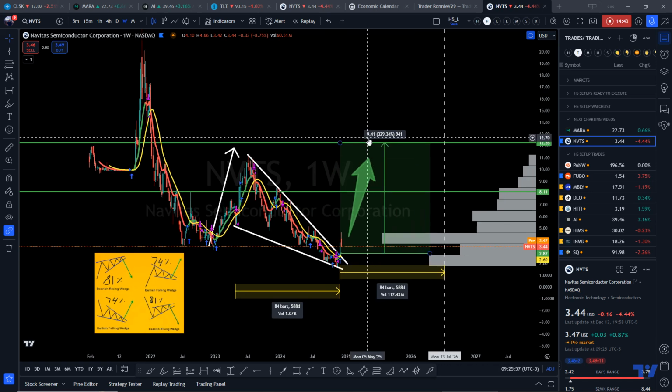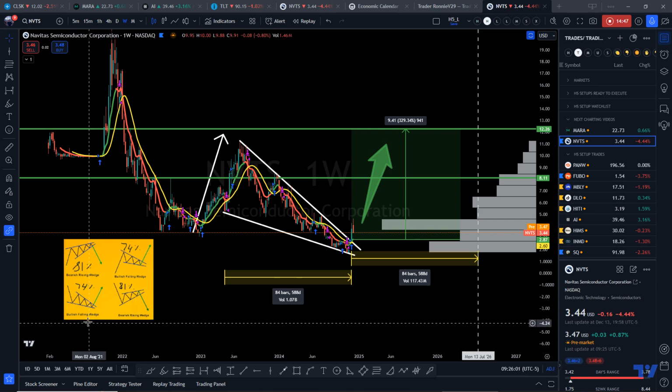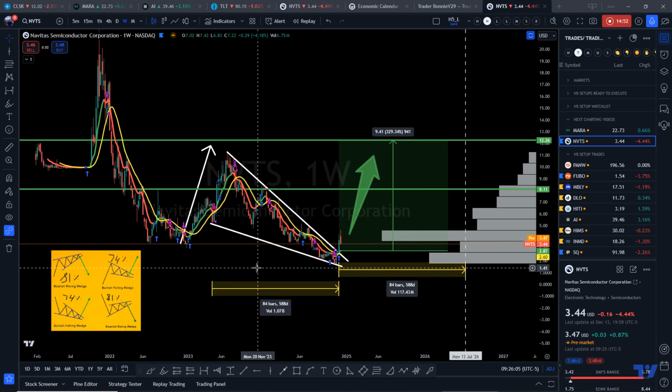So yeah, this is the downtrend falling wedge and the uptrend falling wedge. And yeah, I know this video is a bit choppy. It's the morning, guys. Sorry.